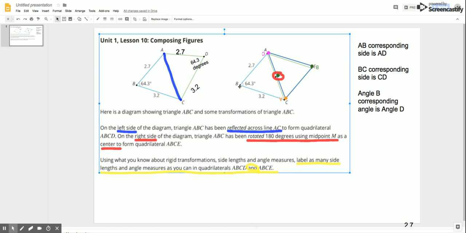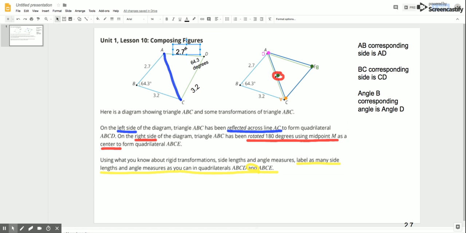So using what we know about corresponding sides, side BA is 2.7, right? Now we have to find the new side BA, and that's on this side in the new image, because this is B and this is A. So we know that side is 2.7. So we're going to drag this over here.